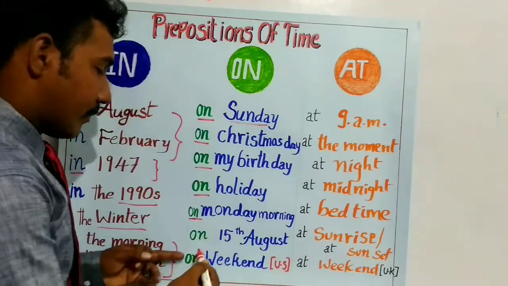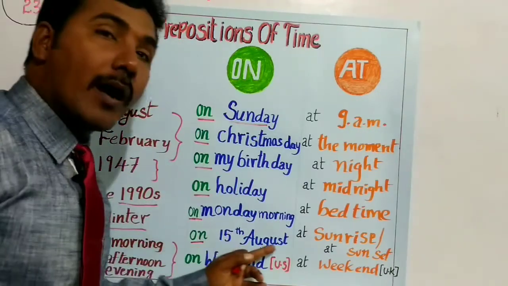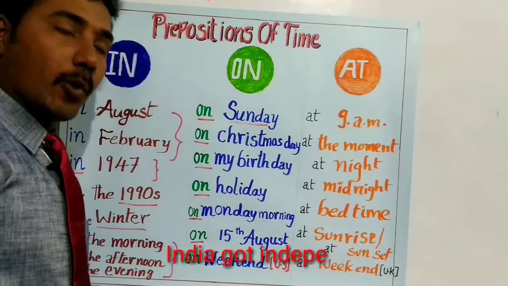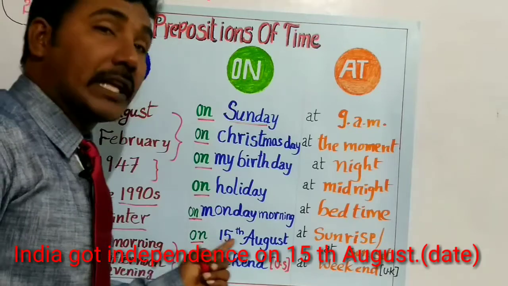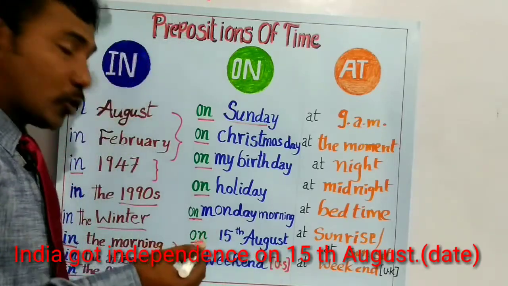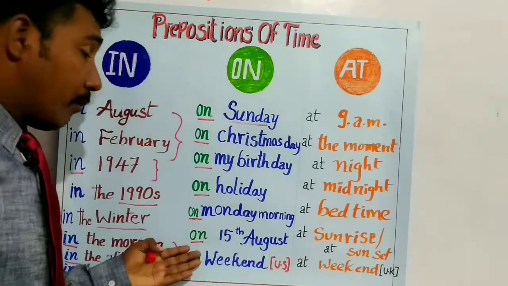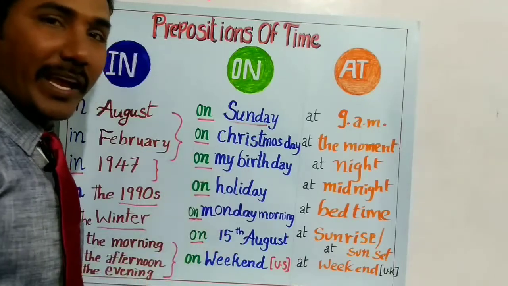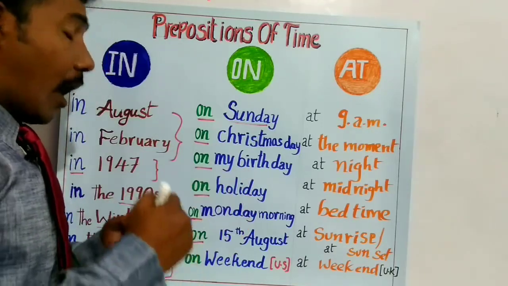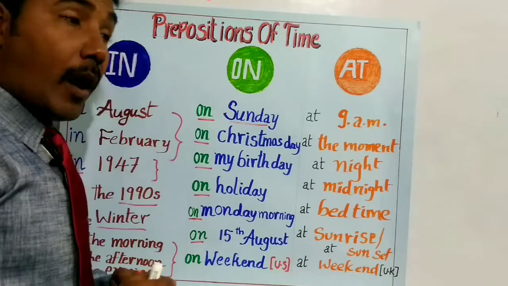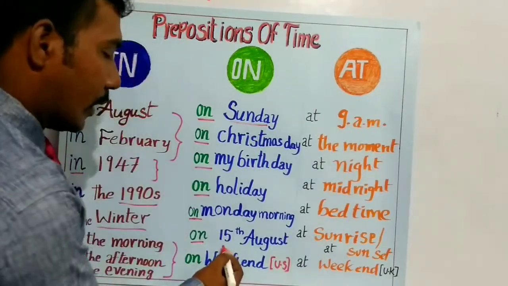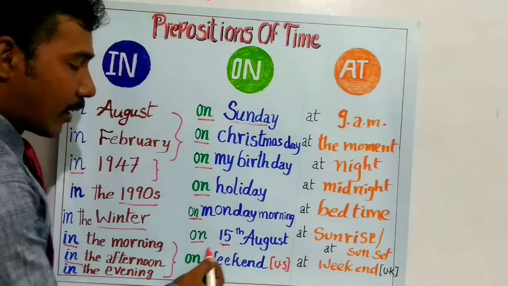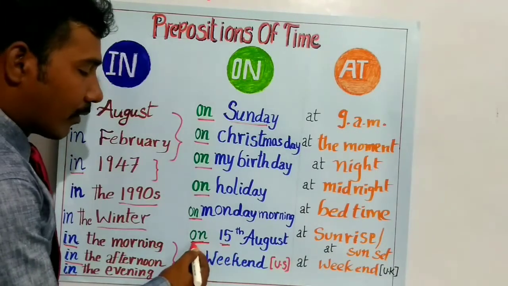Okay? Yes. On 15th August. Of course, India got independence on 15th August, which means on is also used before dates. Okay, the dates. On 1st April, on 15th August, on 5th May. So before the dates also we can use on.